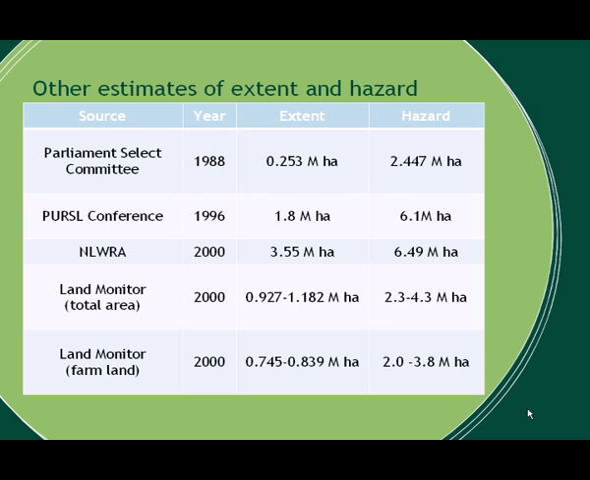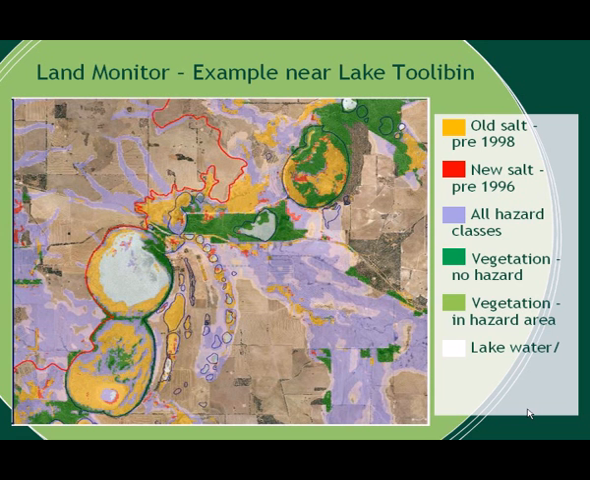In terms of the area of exactly farmland affected, so that's excluding all the public lands, the native remnant vegetation, the reserves, to the end of 1996, when both of the Land Monitor statistics were completed, so while the work was published in 2000, the stats are actually 1996, it records 0.745 to 0.839 million hectares of salt-affected productive farmland. So that's farmland in open arable areas. And it reported the hazard area on farms to be 2 to 3.8 million hectares.